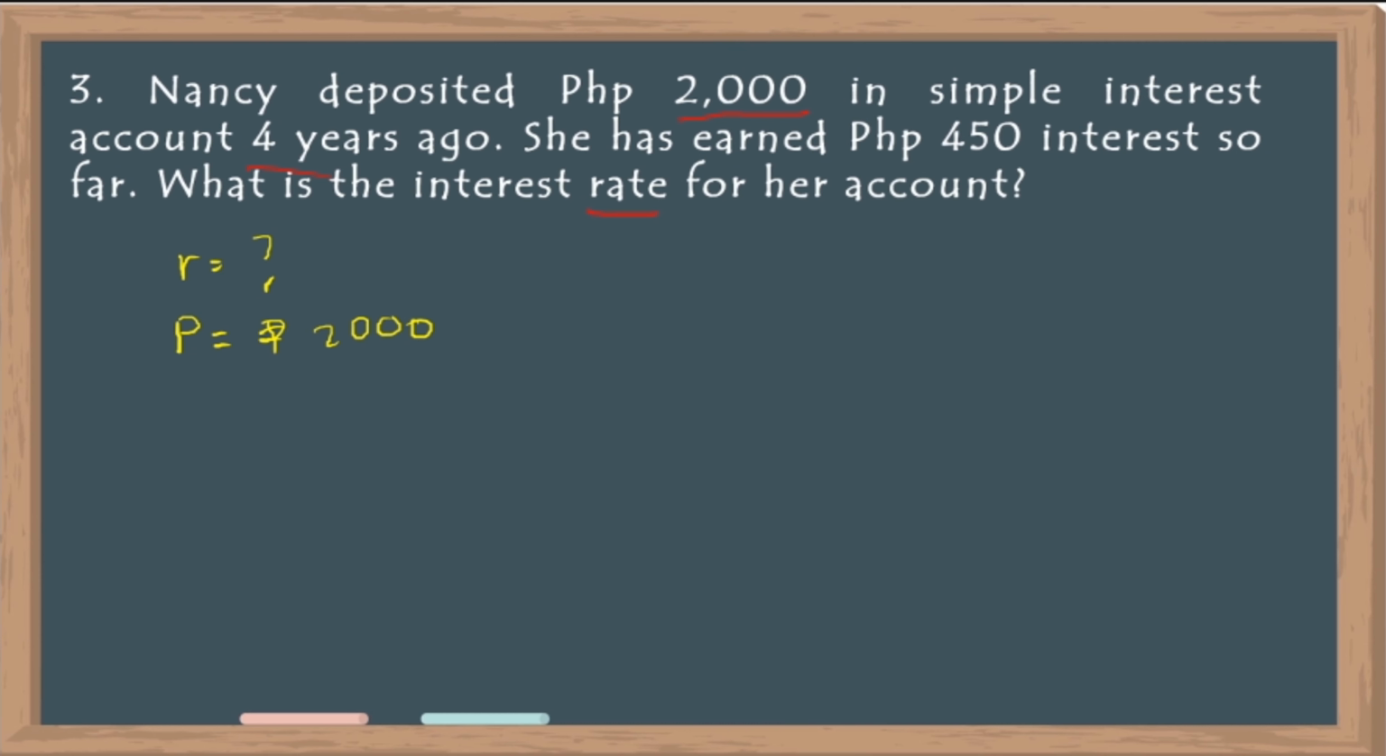Ano naman po itong 4 years? Of course, that's the T or the term or the time. Then, what is 450 pesos? Yan naman po yung ating tubo. She's earned. Tumubo na daw siya. So, that is the interest. So, that's 450 pesos. So, ang pinapahanap yung rate.